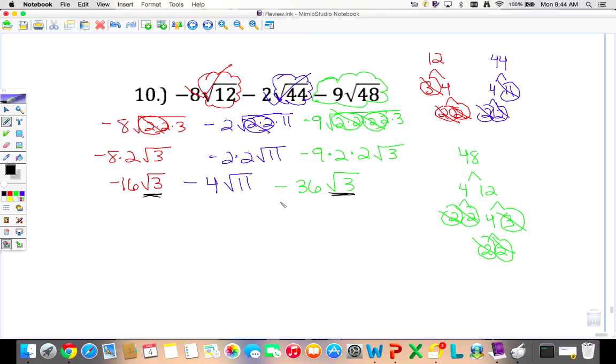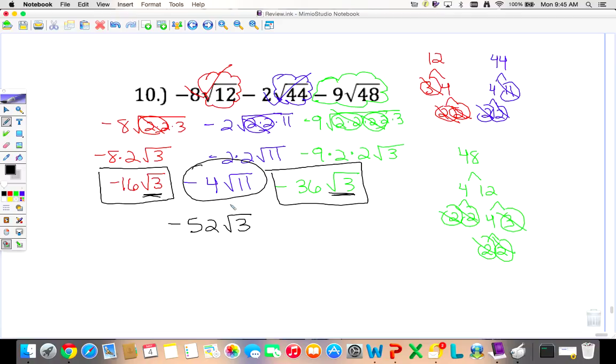Now I'm going to look and see what I can combine. Here I have a square root of 3, there I have a square root of 3. So I'm going to do negative 16 minus 36 to get negative 52 square roots of 3. If you need to, box them in like we do with combining like terms. Negative 16 minus 36 gives me negative 52 square root of 3. And the other thing that I have left is a negative 4 square roots of 11. And that's going to be my final answer.